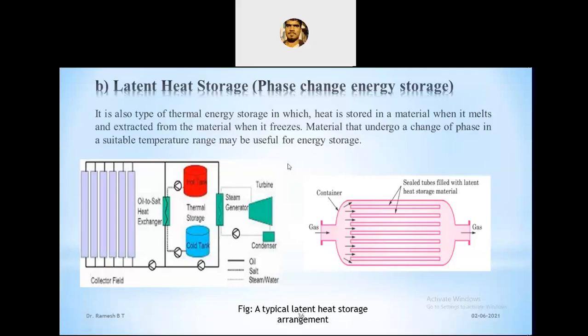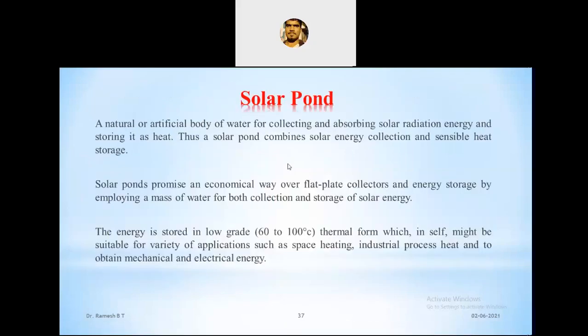So these are the latent heat storage systems. Next class we'll discuss the solar pond.